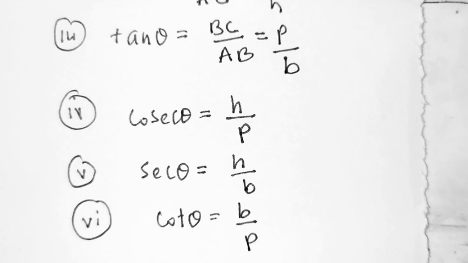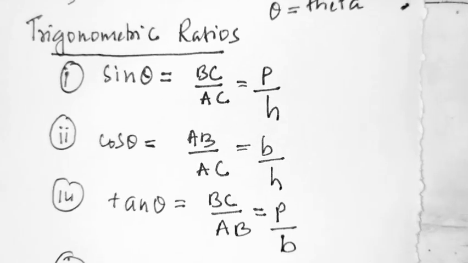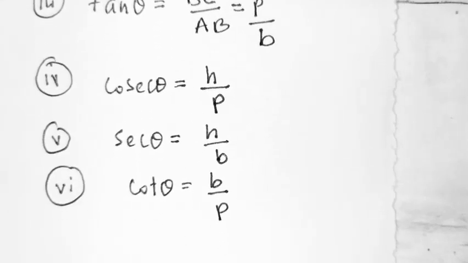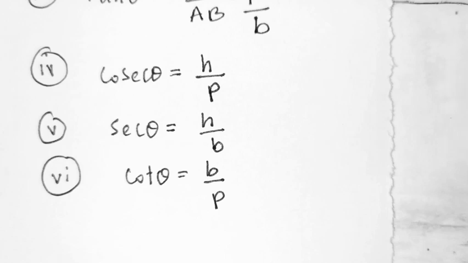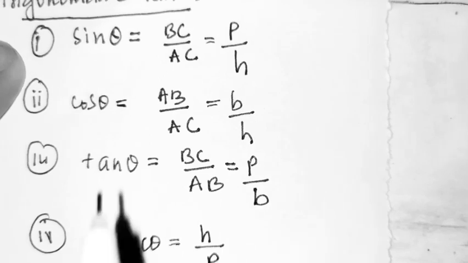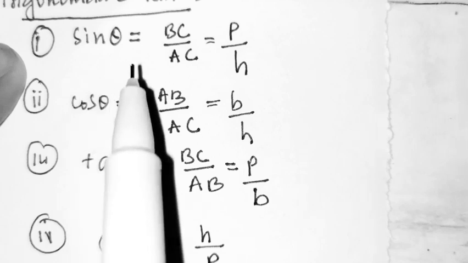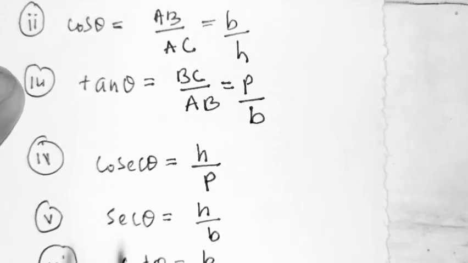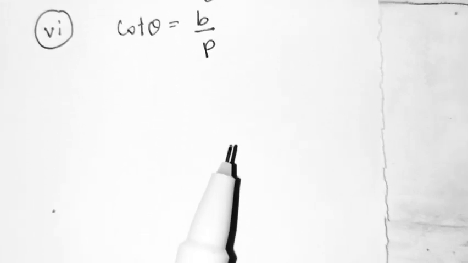Now since I have written here the 6 trigonometric ratios, if I compare the first 3 with the last 3, you will find that the first 3 are the reciprocals of the last 3 trigonometric ratios. If I look carefully, sin theta is equal to perpendicular divided by hypotenuse, and cosec theta is equal to hypotenuse divided by perpendicular. It shows that sin theta is a reciprocal of cosec theta, or you can say cosec theta is a reciprocal of sin theta. Likewise, the reciprocal of cos theta is sec theta, and the reciprocal of tan theta is cot theta.